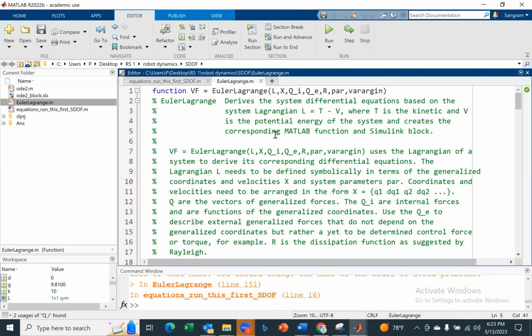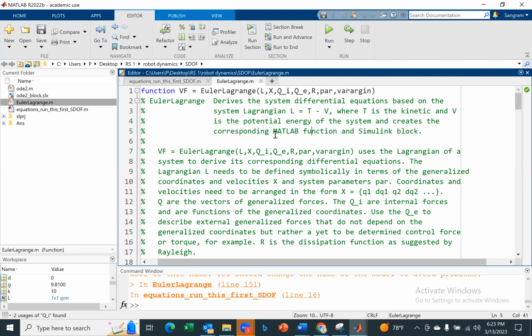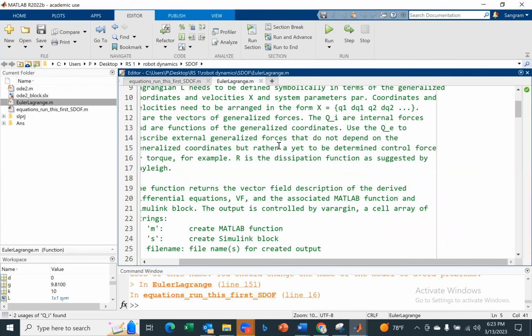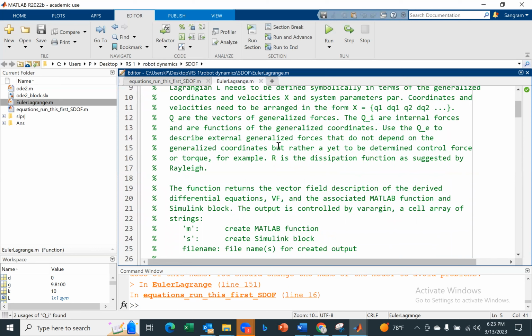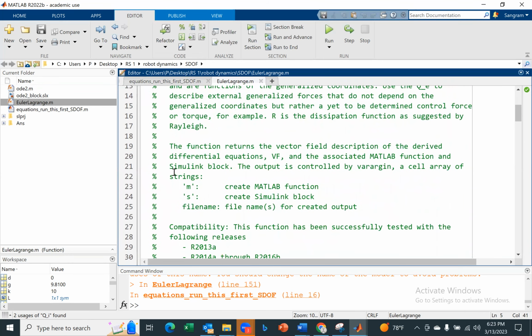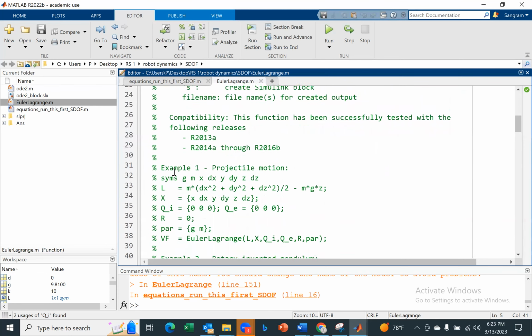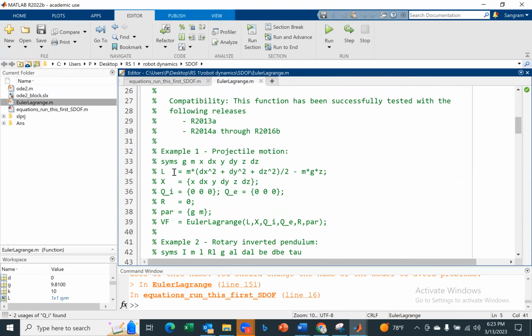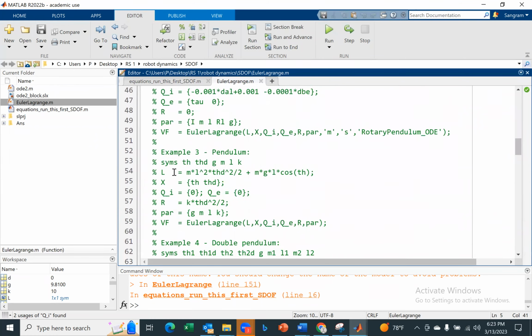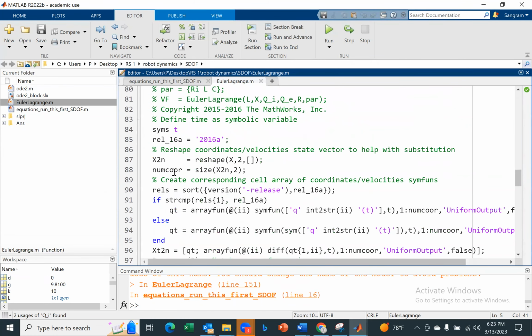Everyone understood this? So how would we go about it? If you look at the help, it will show you. When you run it, don't add S, just add M. You don't have Simulink, so you don't add this S, just add M, and then it will work. If you go down, this gives you the help, and there are some examples: example 1, example 2, example 3, example 4, 5, and so on.